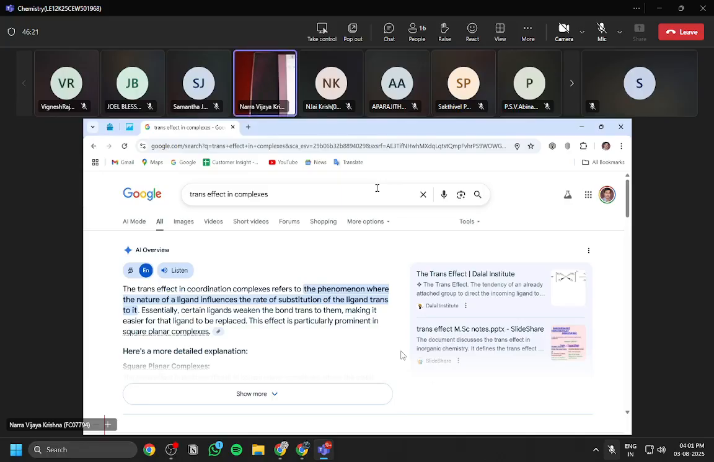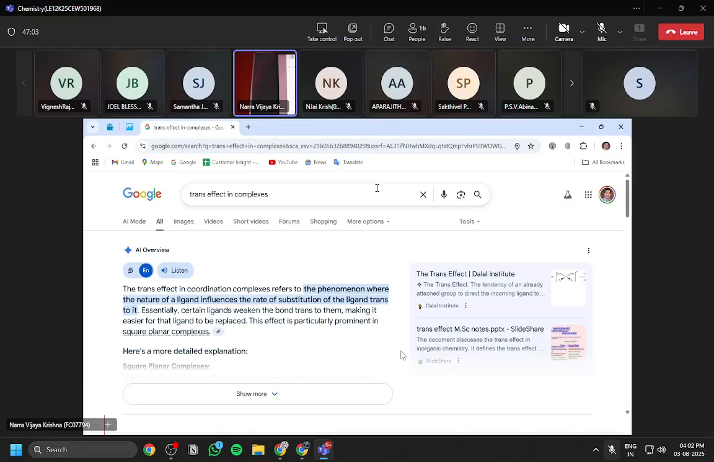Read the trans effect, sir. What it is saying? Trans effect in coordination complexes refers to phenomena where the nature of ligand influences rate of substitution of the ligand trans to it. And if you take square planar complex, if they have 4 different ligands, the ligand, if they are allowed to react with any other ligand, one ligand will make the other ligand which is opposite to it to get replaced by the new incoming ligand. We call that as a trans effect of this ligand.